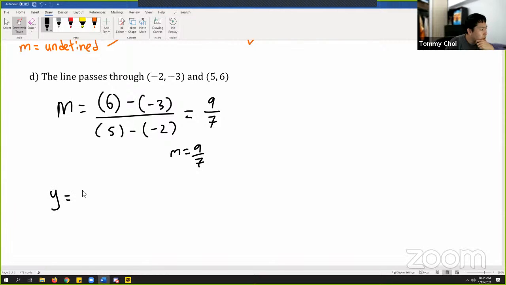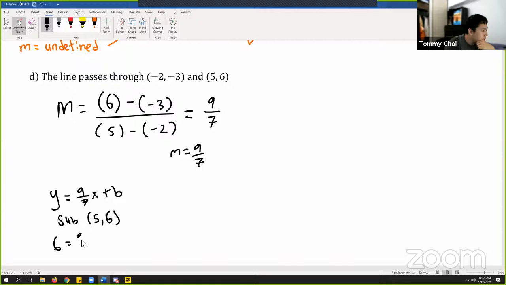We plug that into our line equation, y equals mx plus b. And then we sub in one of our points. If you don't like using negatives, plug in 5, 6. If you don't care and you want to use smaller numbers, use the negatives. I think people prefer positives. That's my assumption. So I'm going to plug in 5, 6.